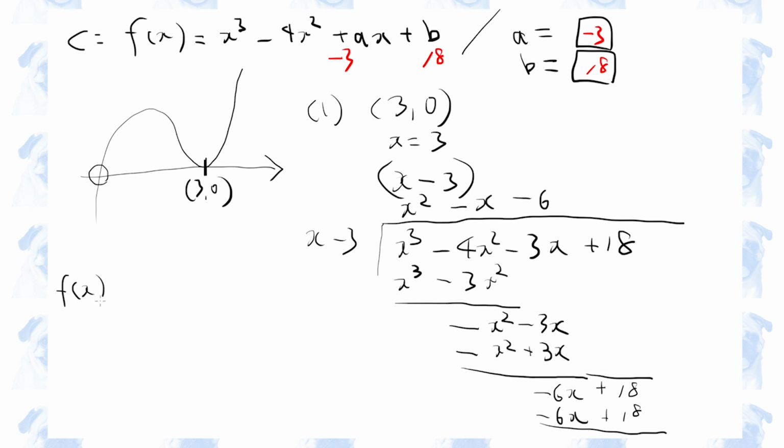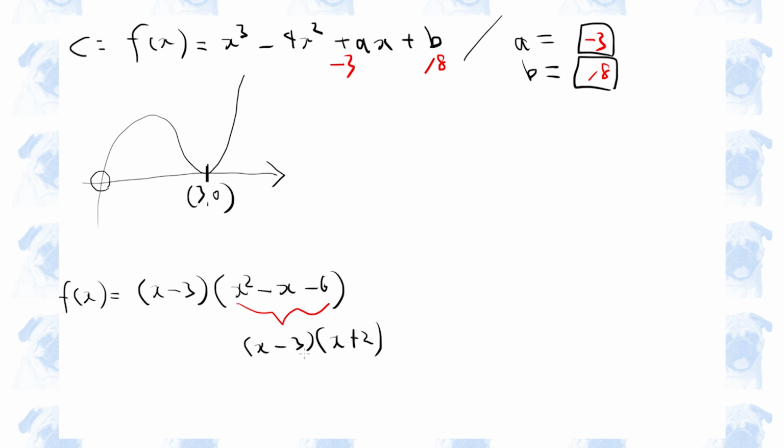f of x is x minus 3 times x squared minus x minus 6. So next we need to factorize this part. Minus 3 times plus 2 is minus 6, and minus 3 plus 2 is minus 1. So therefore f of x is x minus 3 squared times x plus 2. So the other root must be minus 2, 0.